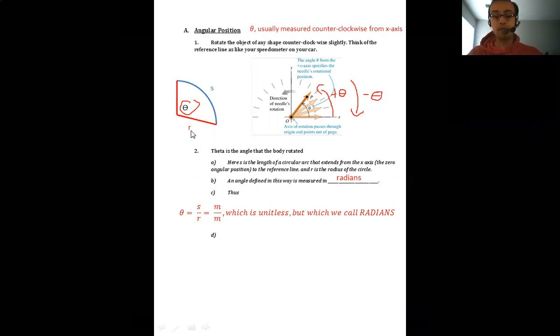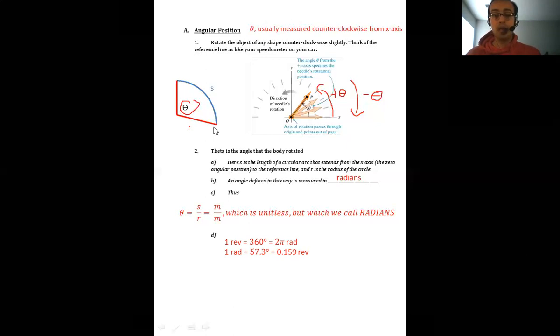You'll notice something kind of interesting: radii are given in meters, and this arc length s is also going to be in meters. So theta is in units of meters over meters, which means that theta is unitless, but which we call radians if we're dealing with circular motion or just things behaving in a circle in general. And this makes some degree of sense. A full revolution, or 360 degrees, is equal to 2 pi radians.